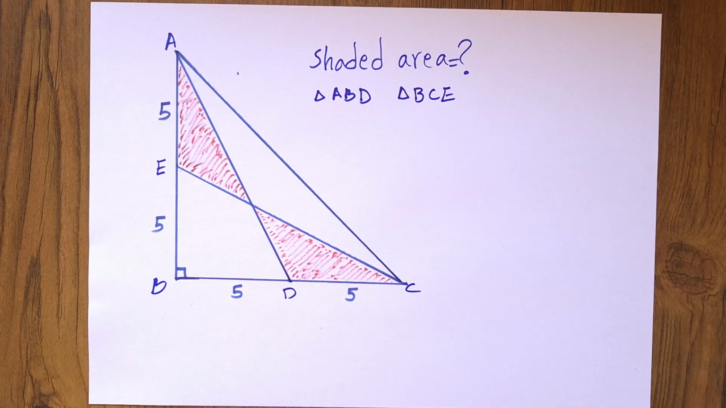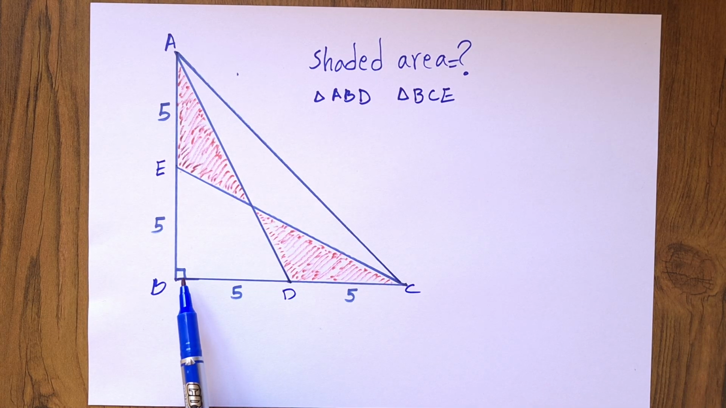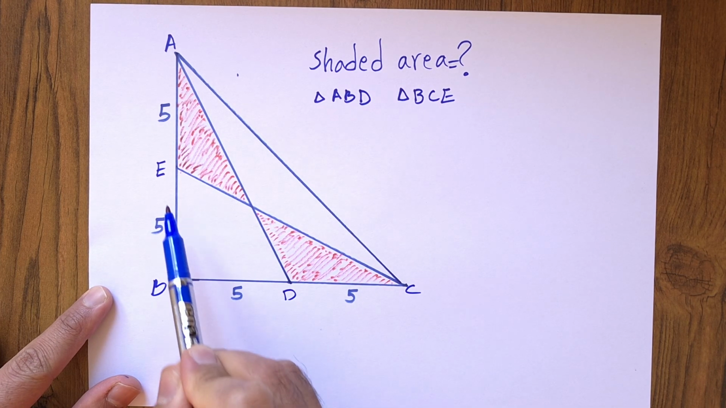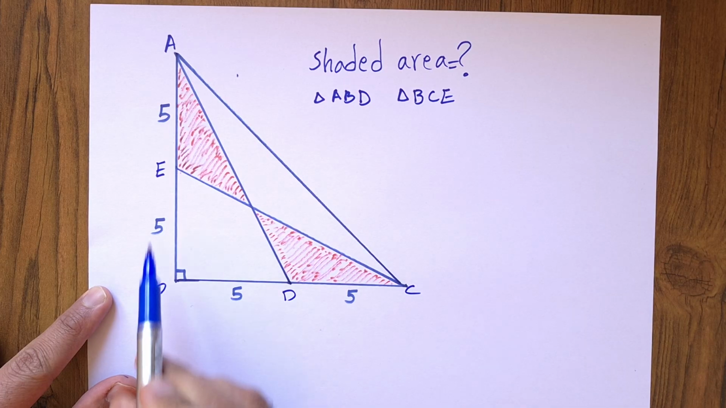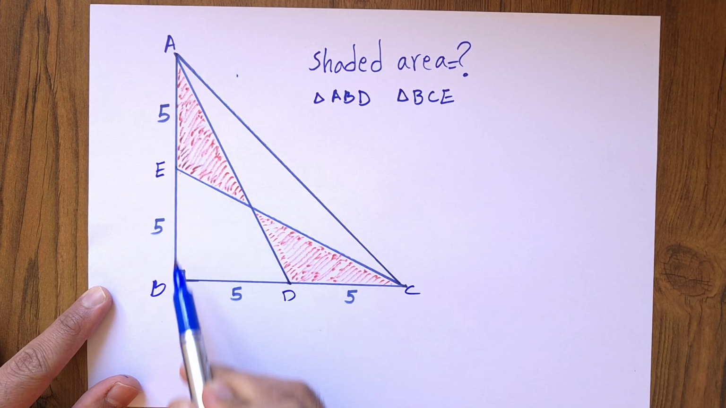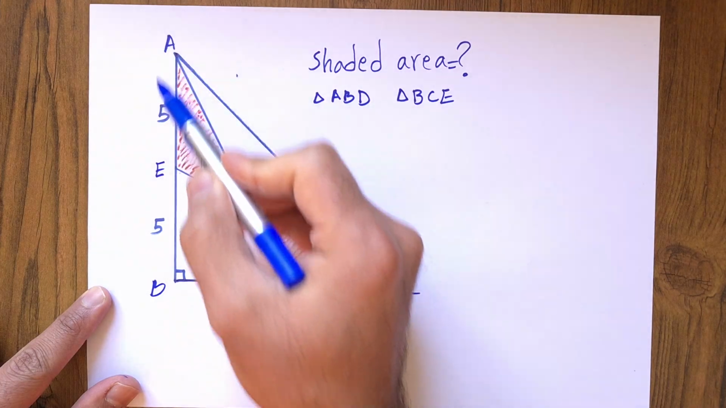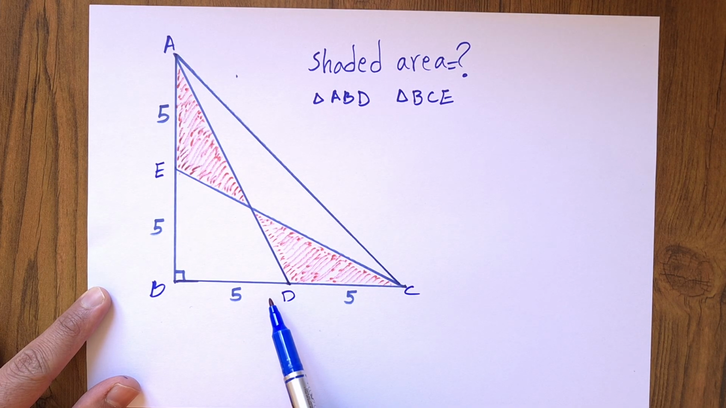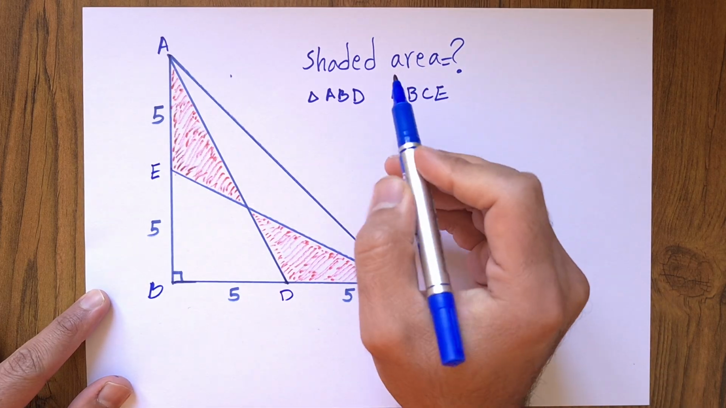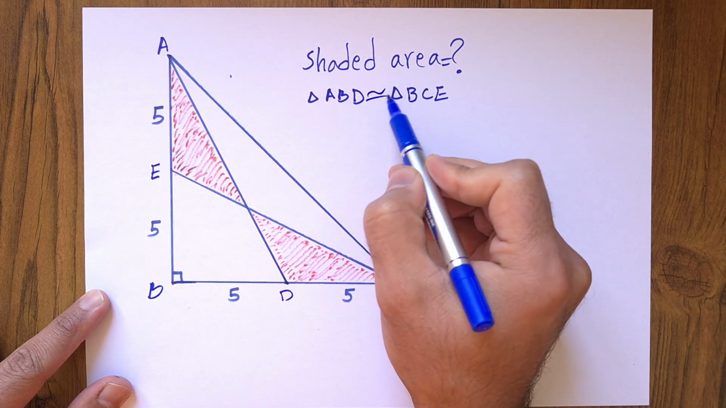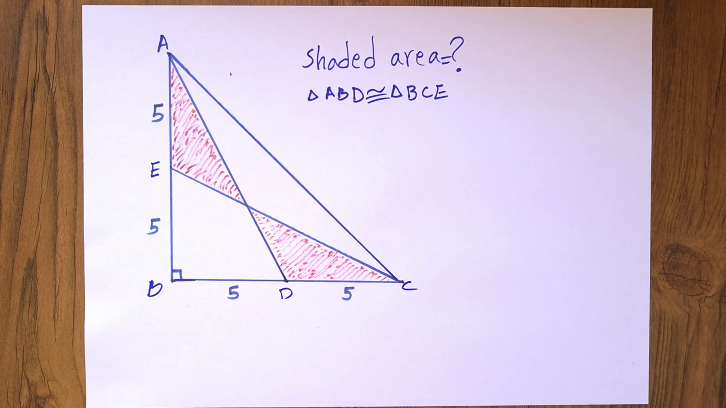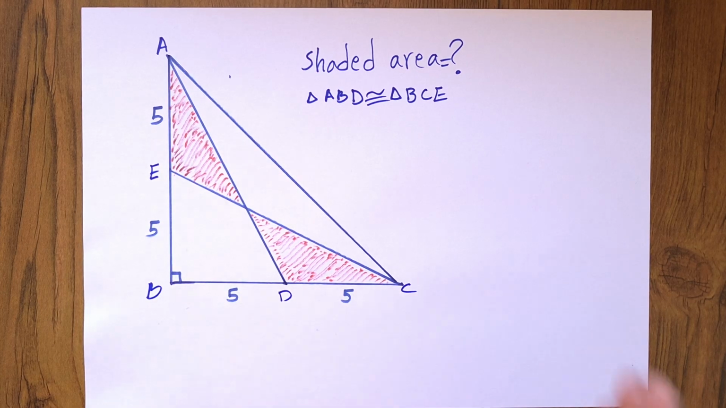So these two triangles are right triangles, right? Because they share this angle here. One of their sides or legs is 10, and the base here is 5. For triangle ABD, this side AB is 10, and the base, which is BD, is 5. So these two triangles are congruent, right? It means they are 100% the same. They have the same area and they are just tilted.